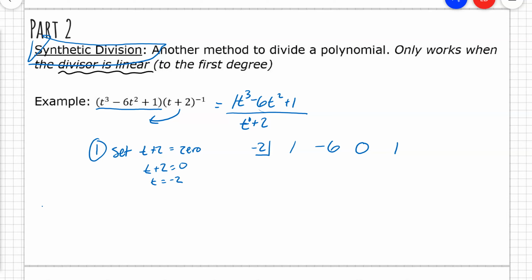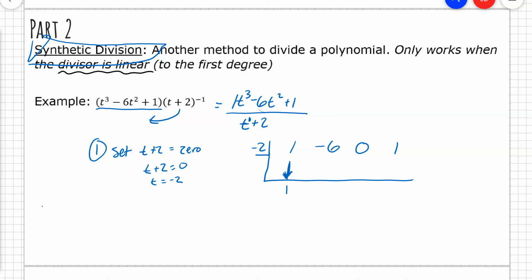Now this is where we bring this down. This is the first step with synthetic division. The problem with synthetic division is that it's kind of hard to remember the steps, because there's not a mathematical reason as to why the steps are the way they are. So it is a little difficult in that case.